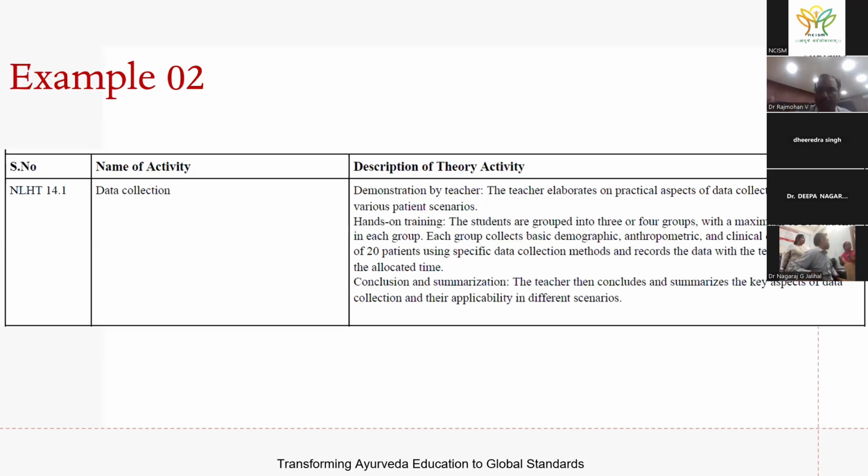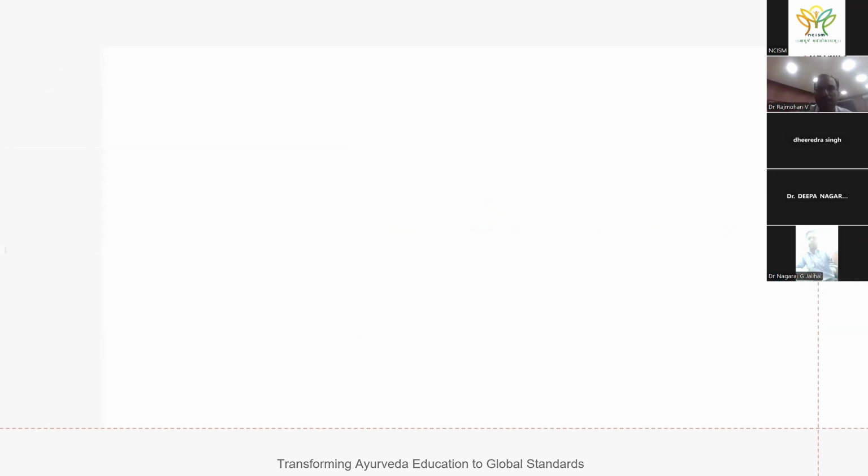Just like that, for each of the non-lecture theory hours, the activities have been properly explained with subheadings: what the teacher has to do, what training methods are to be adopted, and how to conclude and summarize the activity. So it is self-explanatory.